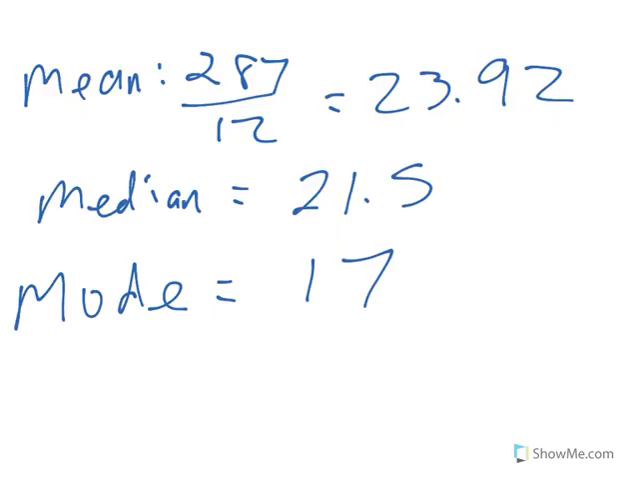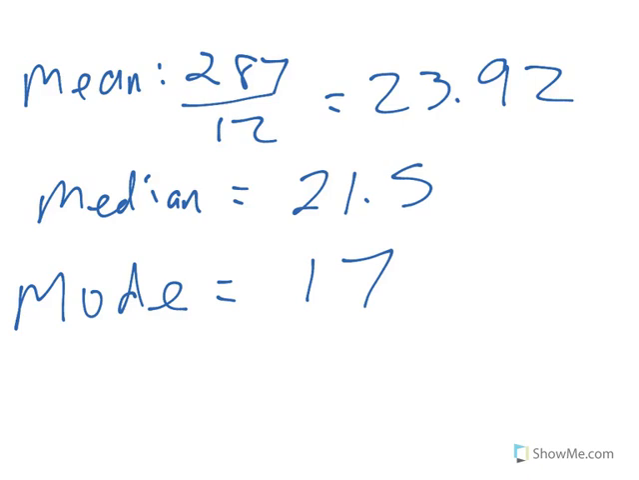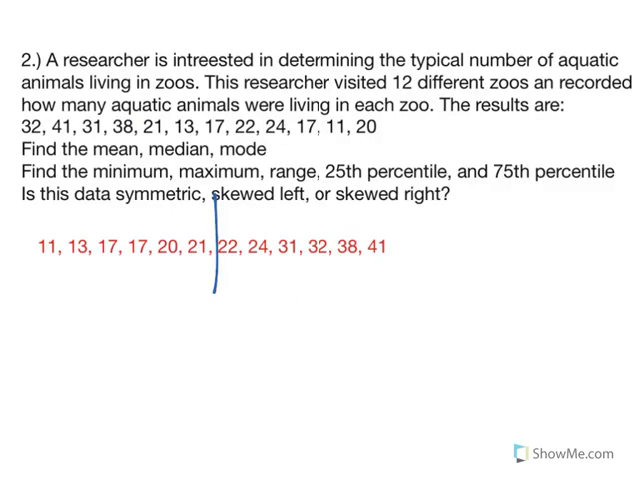So I found the mean, median, and mode already for you. The mean, add them all together, you get 287. Divide by 12 gives you 23.92. The median, numbers in the middle, you can see that 21 and 22 are the numbers in the middle, and therefore if you take the average of those, you get 21.5. And the number that appears most often is 17, and therefore the mode is 17. Now I want to look at the rest of them with you.